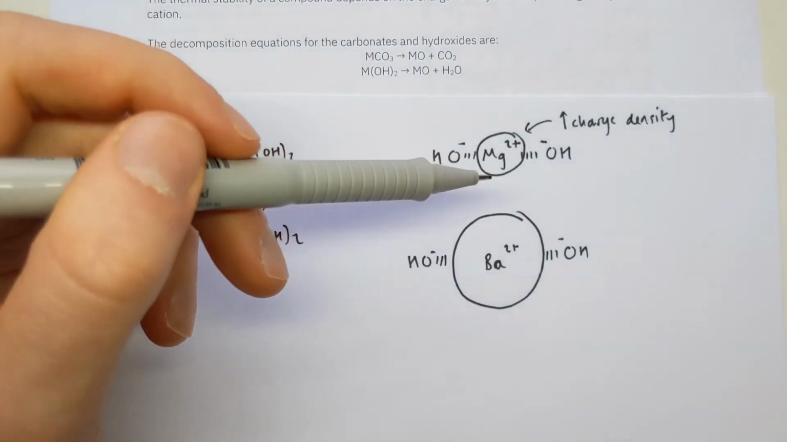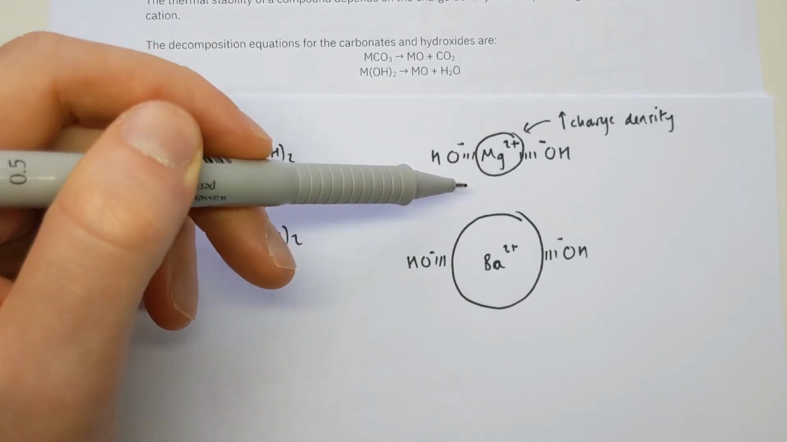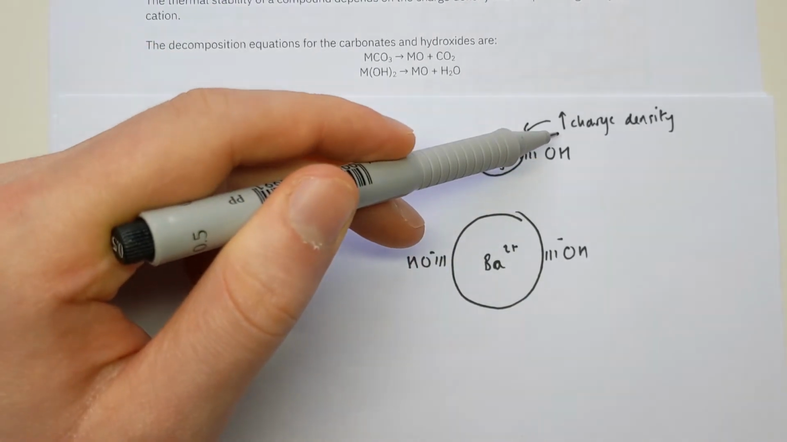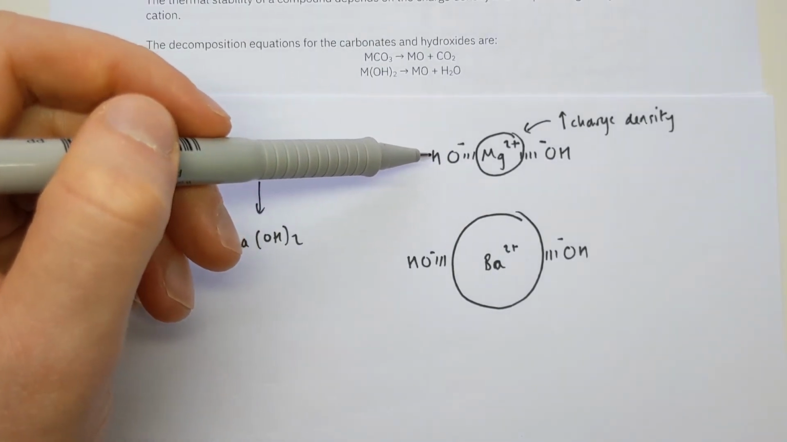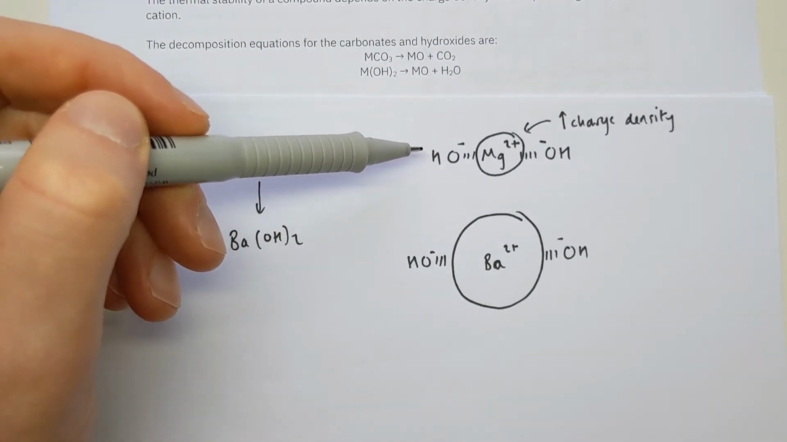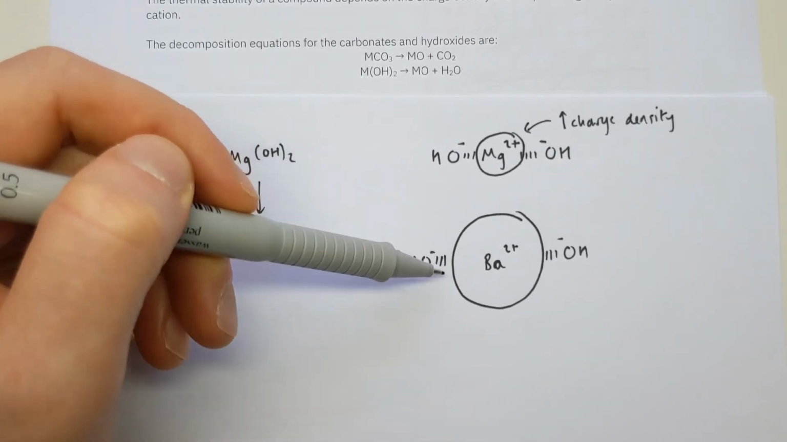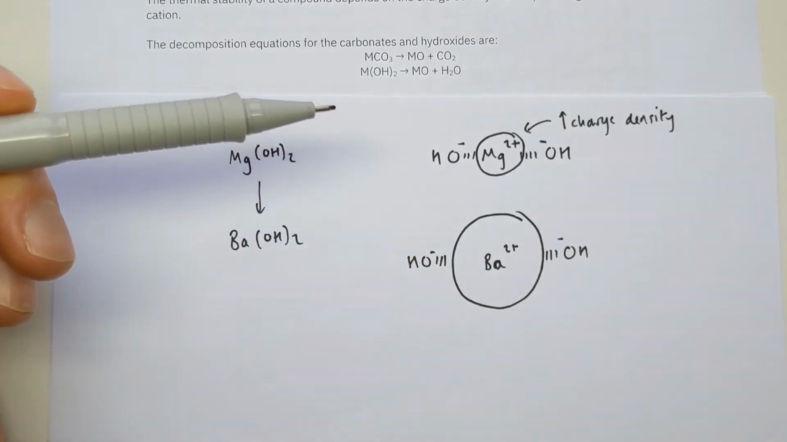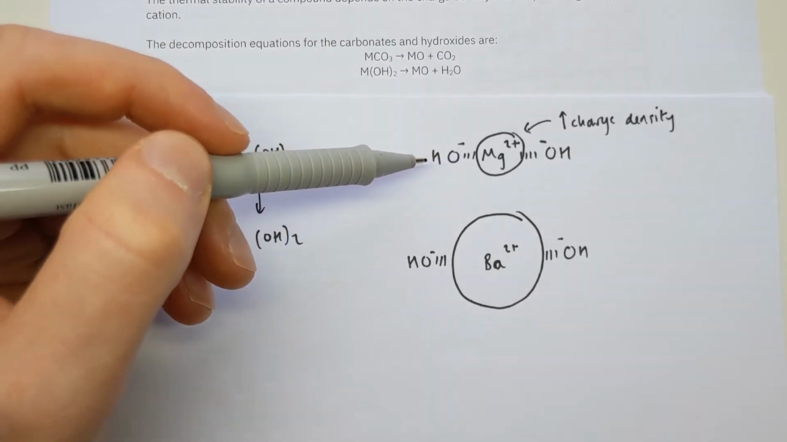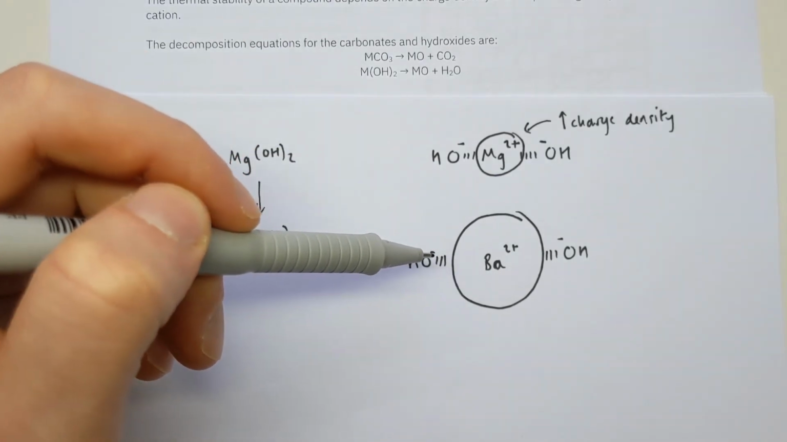Now, this is where it gets a little bit confusing. If we're saying that magnesium has a much stronger attraction to the hydroxide ions than barium does because it's much more charge dense, that would probably lead you to believe that magnesium hydroxide should be much more resistant to breaking down with heat compared to barium hydroxide. That would be a very reasonable thing to assume. We actually get the opposite trend being true. Magnesium hydroxide will break down much more easily with heat compared to barium hydroxide.